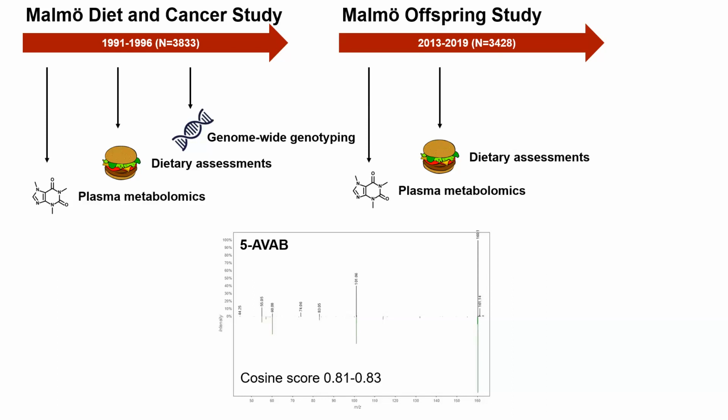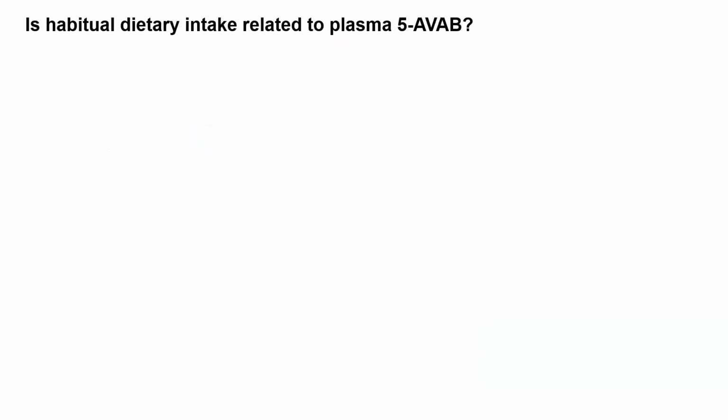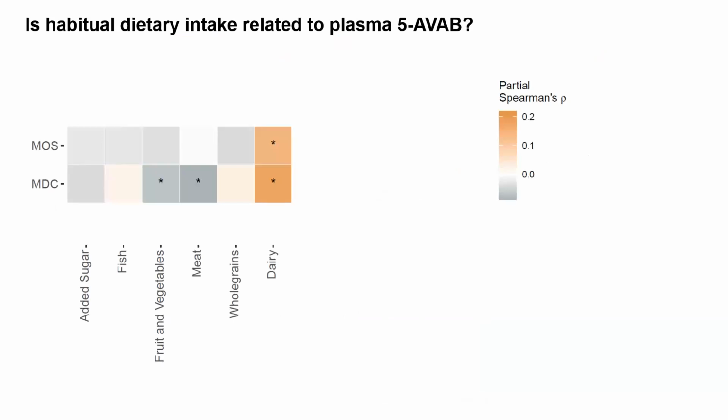So we assume that this is 5-AVAB, and I will refer to it as such in the rest of this presentation. All right, so now we wanted to know, can the dietary intake and the genetic predisposition explain the levels of this metabolite in the circulation? So we started to look at the habitual dietary intake. If we look into both cohorts, where each line here is a cohort, MOS and MDC, we saw that increased intake of dairy was correlated with higher levels of 5-AVAB in the circulation. And this was true in both the cohorts; it's quite reproducible.